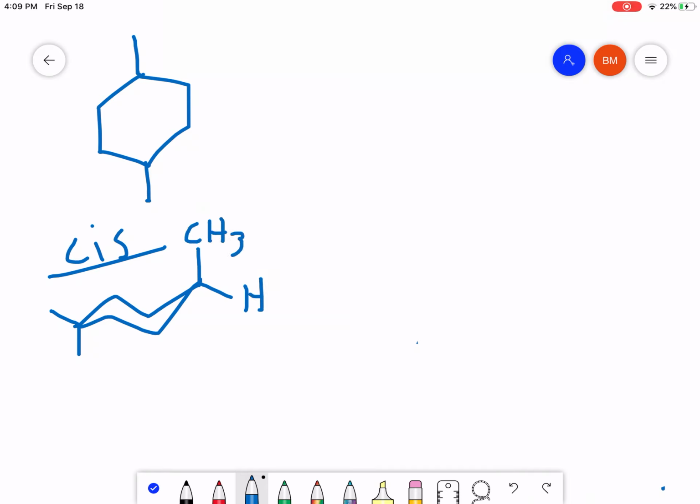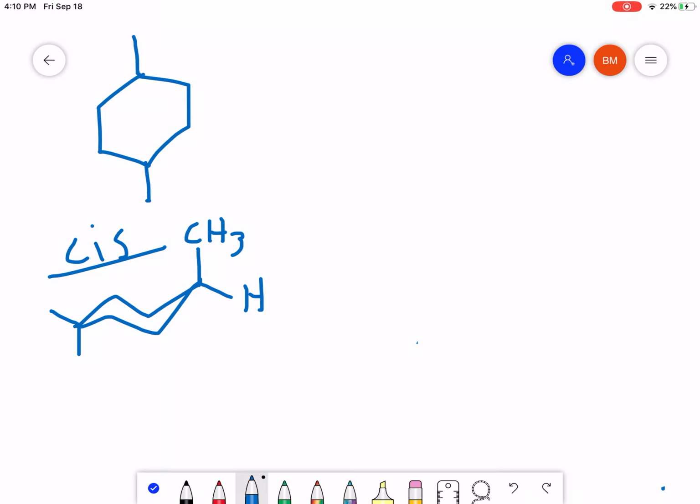Now we need to place the CH3 and the H on the other carbon. And this time it's not arbitrary because we want specifically a cis arrangement. Okay? Cis arrangement means they're both pointed in the same direction. That means either up or down. Cis and trans, I want to emphasize it, does not have anything to do with axial equatorial. A lot of people make that mistake. Cis means that they both need to be pointed in the same direction.